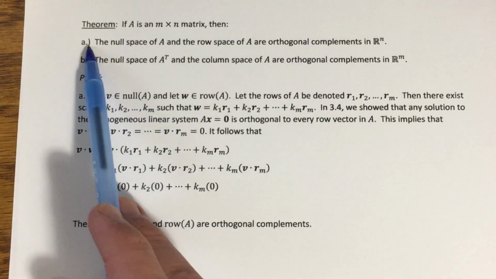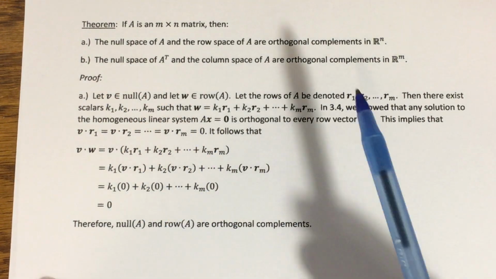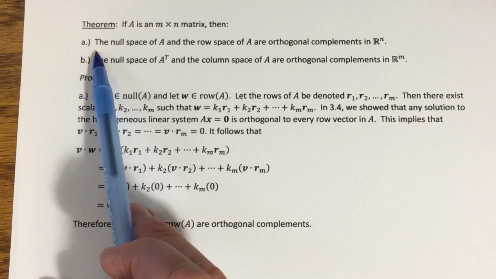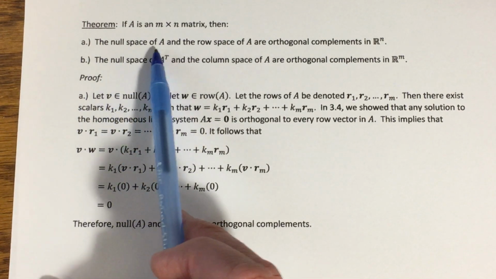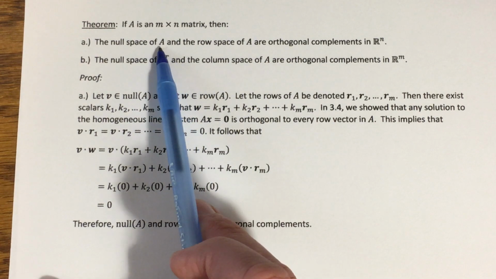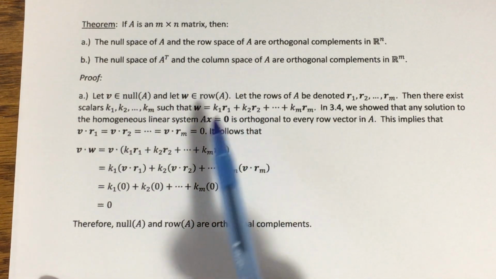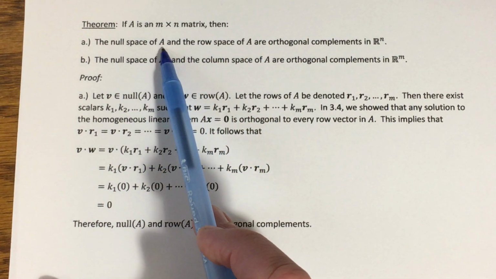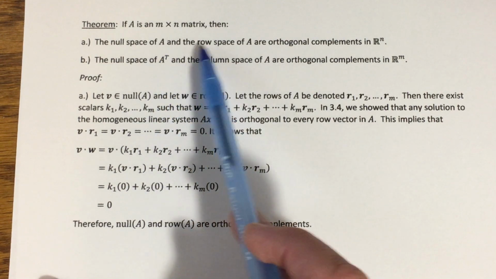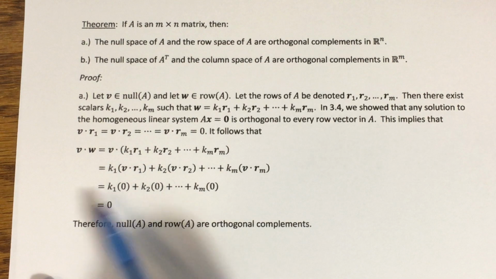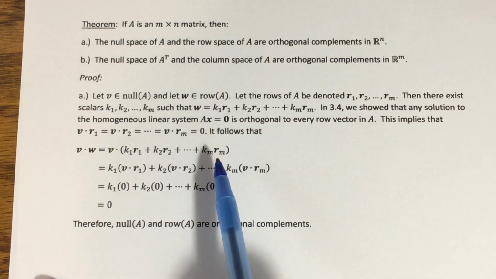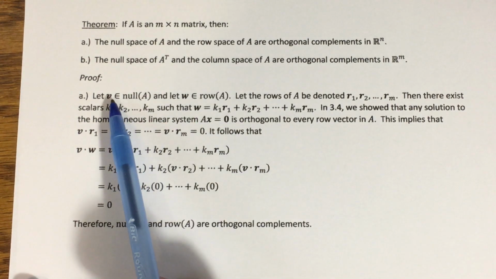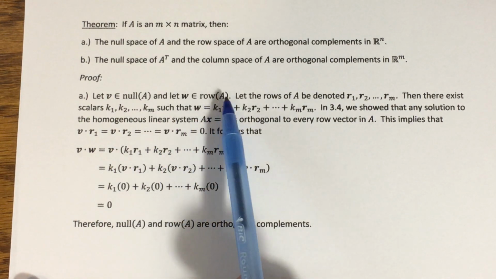So to prove this, we're really just going to prove A, and B is sort of a natural consequence of A. So A, the null space of A is the set of all solutions to the homogeneous linear system AX equals 0, right here. We saw in chapter 3 that any solution to that homogeneous linear system would be orthogonal to each row of A. I believe it was towards the end of 3.4 that we proved that. So we already know that if V is a vector in the null space of A, that makes it a solution to the homogeneous linear system, then it's automatically going to be orthogonal to all of the rows of A.